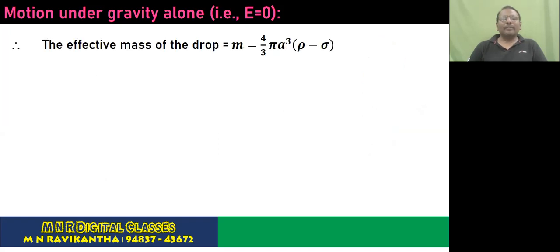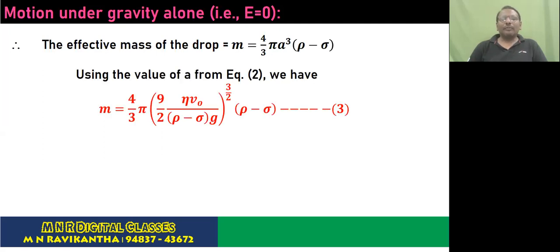The effective mass of the drop M is equal to... already we learned from equation 1, the LHS of equation 1 gives us the effective weight. Therefore, the effective mass of the drop is given by M is equal to 4 by 3 pi A cube into rho minus sigma, eliminating g. Mg gives us the effective weight, so if we remove g, that gives us the effective mass.